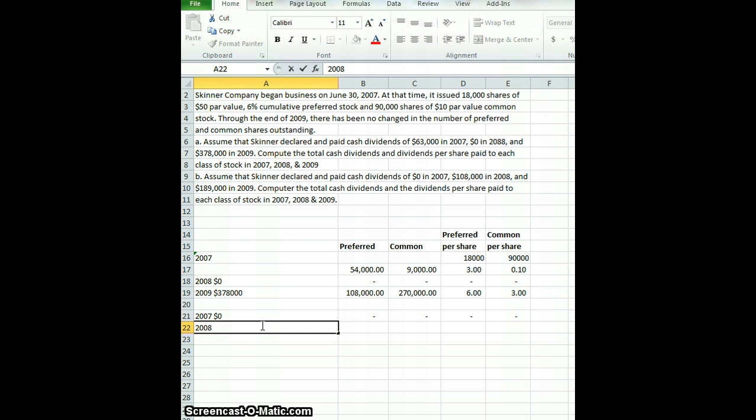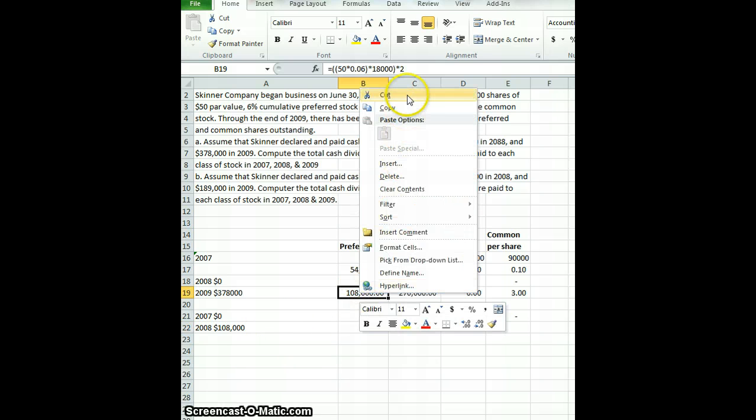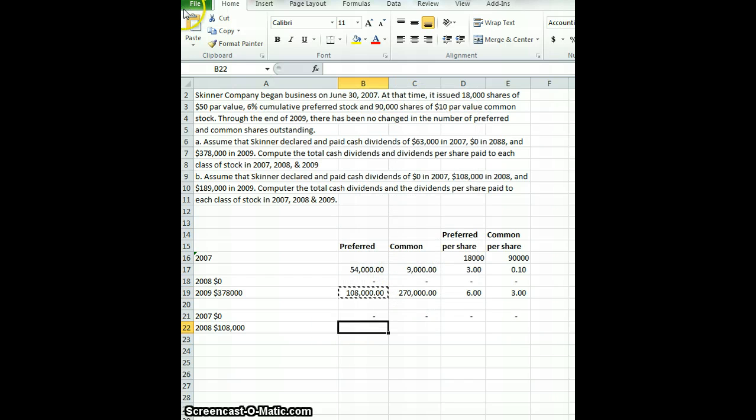In 2008, we are paying something: $108,000. Again, we know what our formula is, and we're going to have to pay 2 years, so I'm going to copy this formula down from before. I'm paying the $54,000 for 2007 that we did not pay, and $54,000 for 2008, which we need to pay. That's going to leave us 0 for common stock again. So common stock per share comes out to be 0, and $6 per share on the preferred stock.